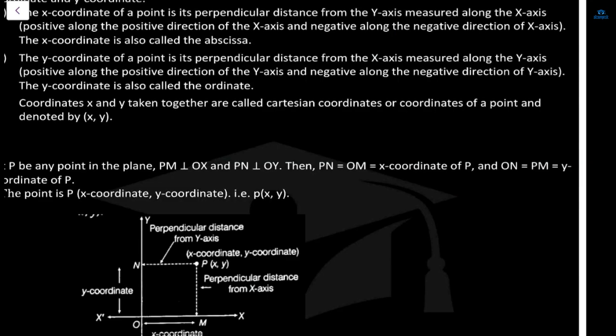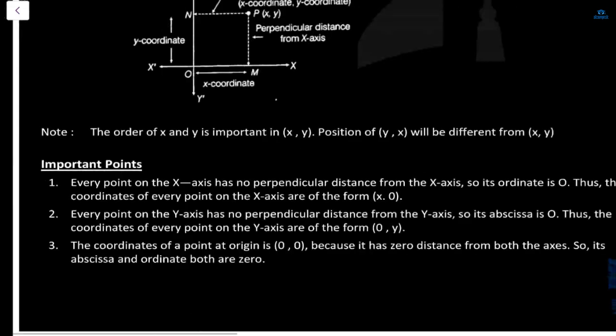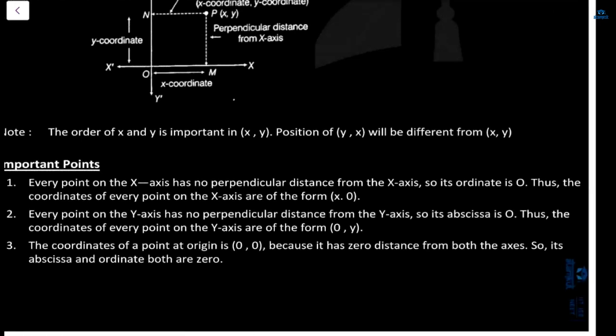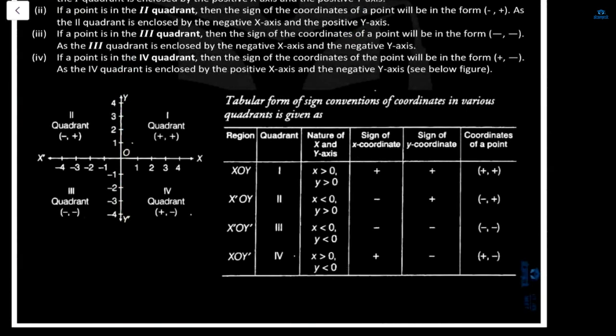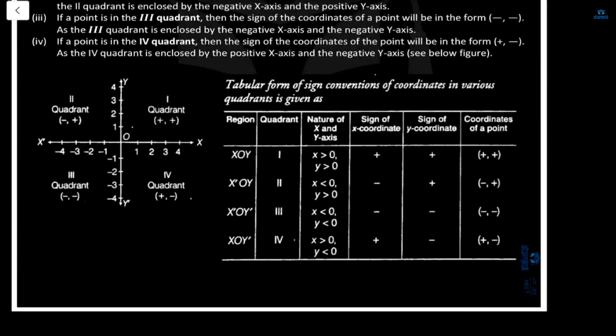Now I'll explain the perpendicular distance. If you plot a point on the x-axis, the perpendicular distance on the y-axis is 0, so the point will be x comma 0. If a point is on the y-axis, it will be 0 comma y, because the perpendicular distance on x is 0. Plus plus means both are positive: x is greater than 0 and y is greater than 0. In the second quadrant x is negative, that means x is less than 0, and y is greater than 0.